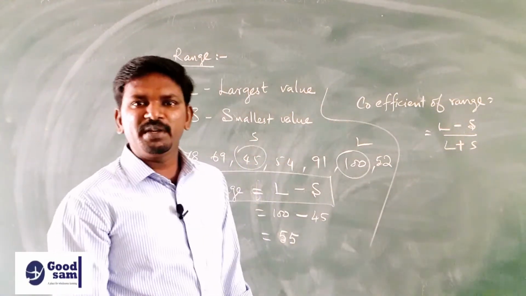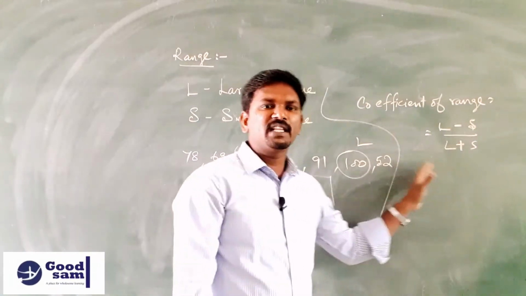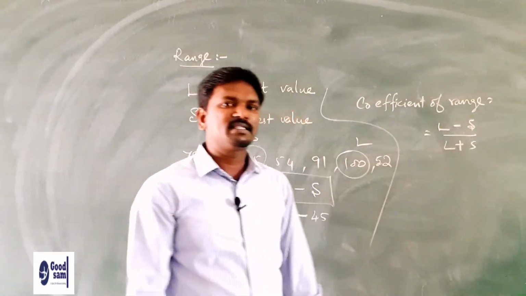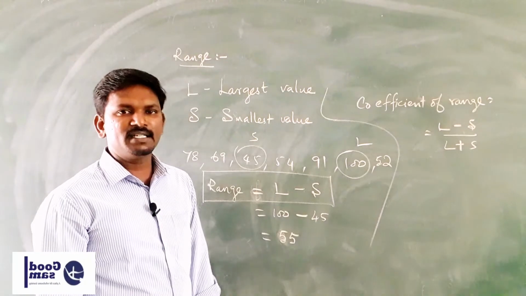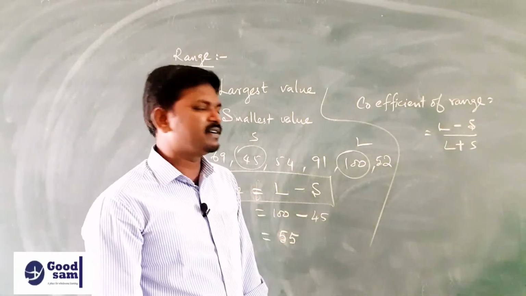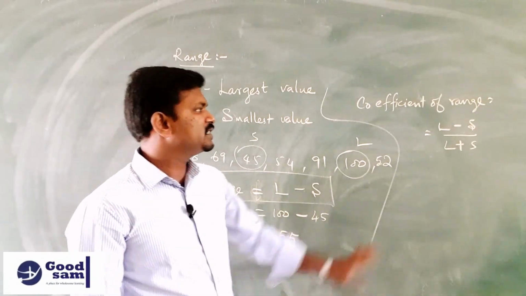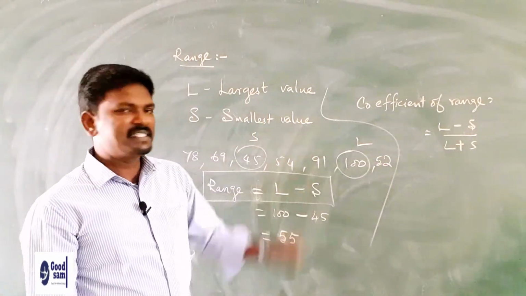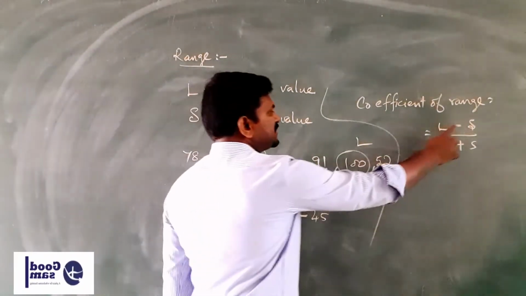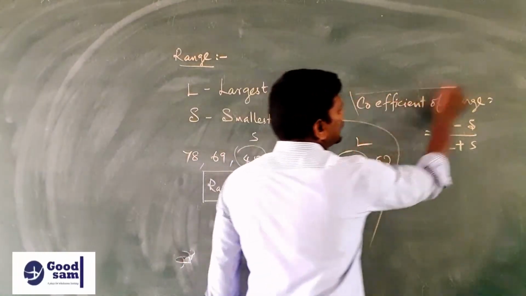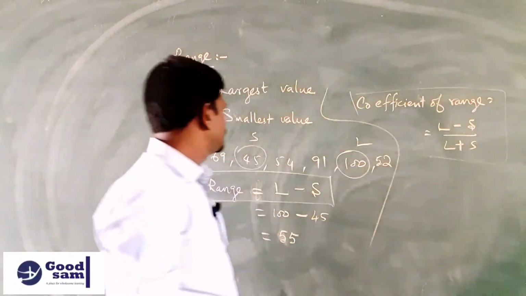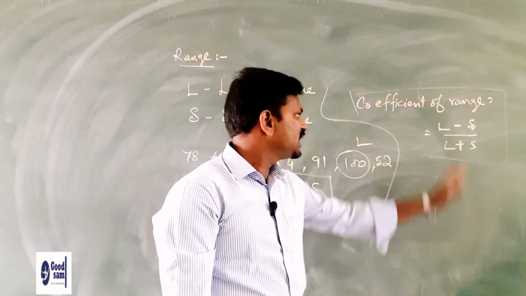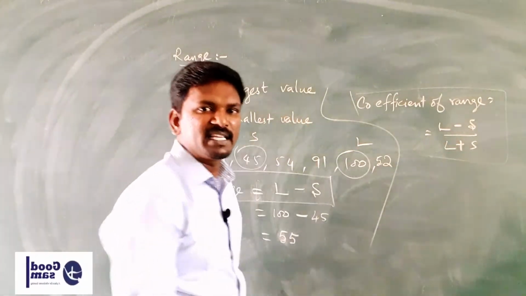The ratio between the difference between the largest data and the smallest data, and the sum of the largest data and smallest data. So this is the formula to find the coefficient of range of the data, L minus S by L plus S. This is the formula. So range is L minus S, coefficient of range is L minus S by L plus S.